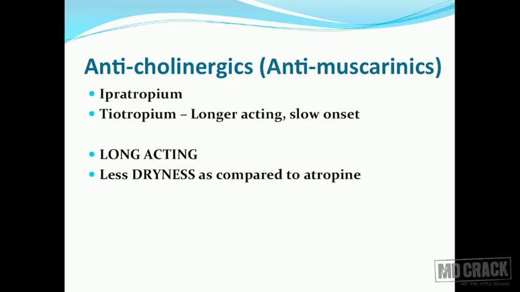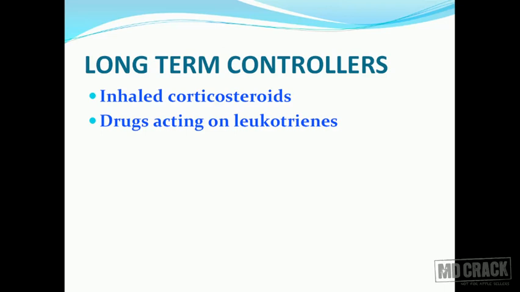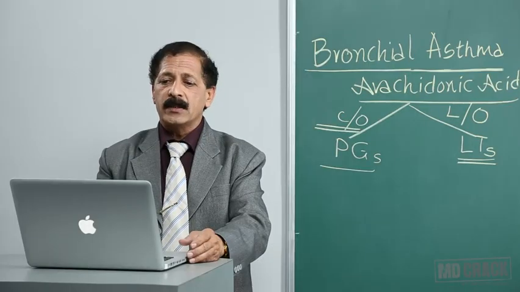There is less dryness as compared to atropine, and they're useful in patients with chronic obstructive pulmonary diseases and the patients who are chronic smokers. So this is about the short-term relievers. Now we come to the long-term controllers useful in bronchial asthma. The first important group is inhaled corticosteroids. The second one is drugs acting on leukotrienes, and the third important group is the mast cell stabilizers.